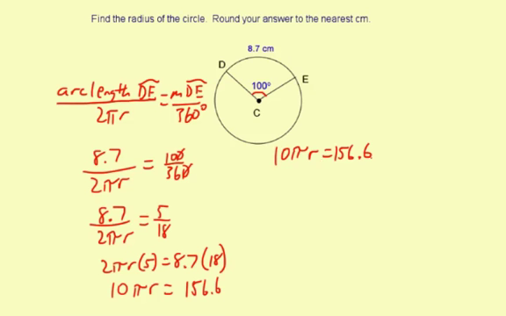There's different ways to proceed from here. You could divide both sides by 10 pi, or you could convert 10 pi to a decimal first and then divide by that decimal, whichever way you're most comfortable with. I'm going to divide both sides by 10 pi. So the 10 pi is reduced out here. r equals 156.6 divided by 10 times pi. So let's use a calculator for that.